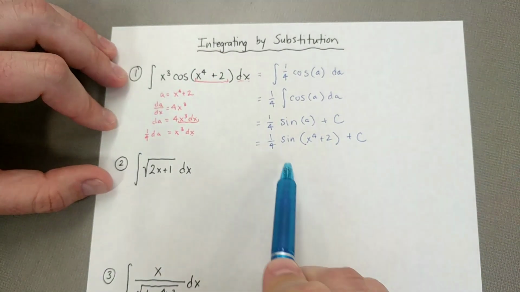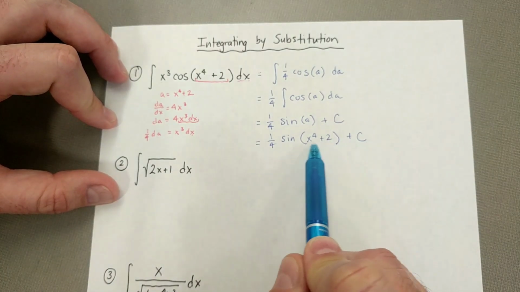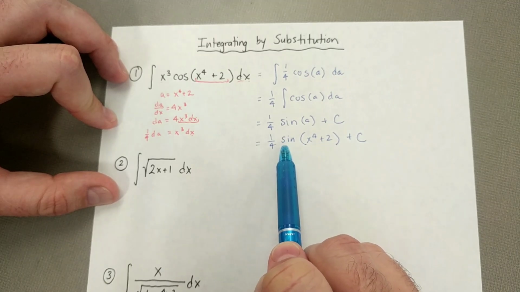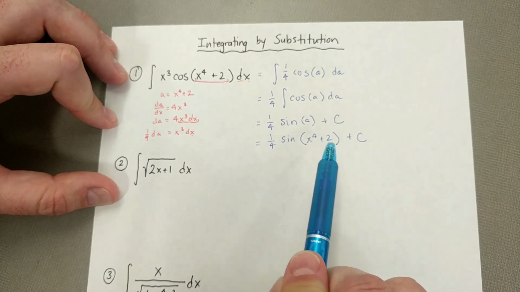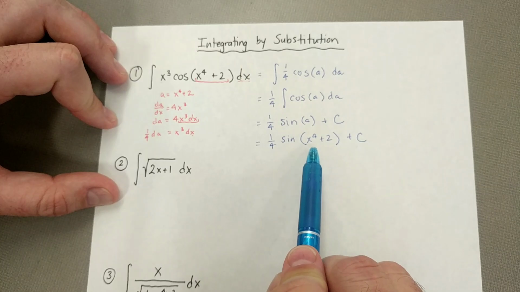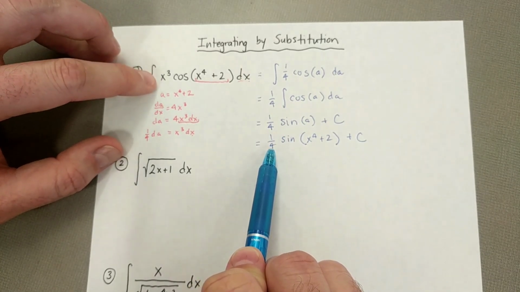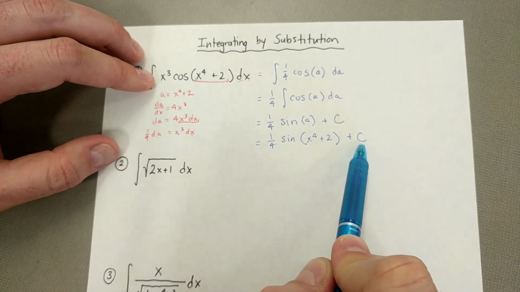Now you can see that if you were to take the derivative of this answer, you would have to use the chain rule. So it would be cosine of this stuff, and then the derivative of this inside is 4x cubed. When you multiply that by a fourth, you'll just have x cubed. The derivative of a constant, of course, is 0.